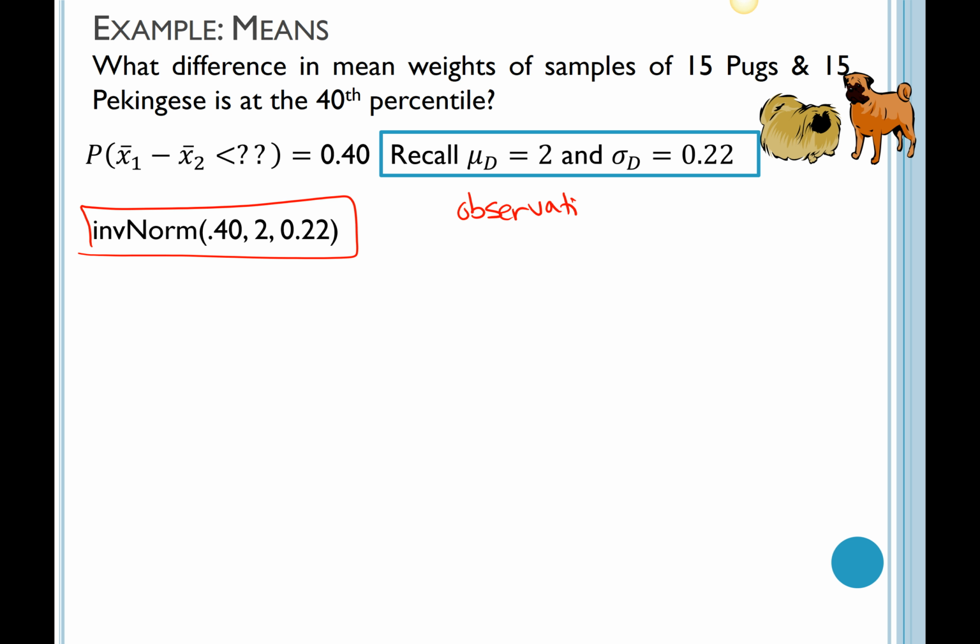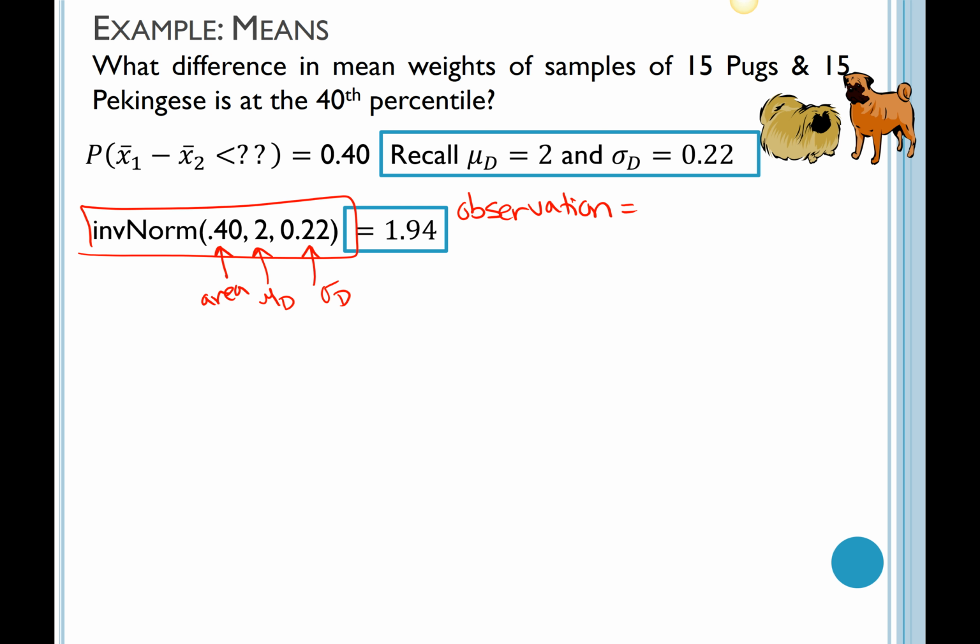So what difference in mean weights will be at the 40th percentile? We're interested in finding that observation. Remember, if we do inverse norm, we plug in the area, the mean, and the standard deviation of the difference. So we type in 0.4 for the area, mean sub d, which is the mean difference, and sigma sub d, the standard deviation of the difference in weights. Go ahead and take a minute and see if you can figure out what difference in mean weights would be at the 40th percentile.